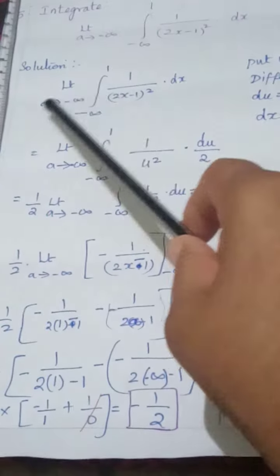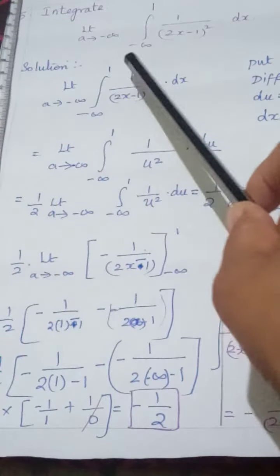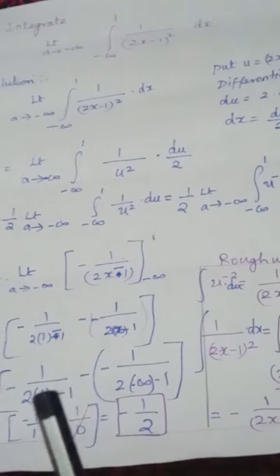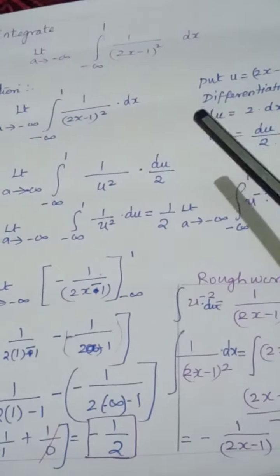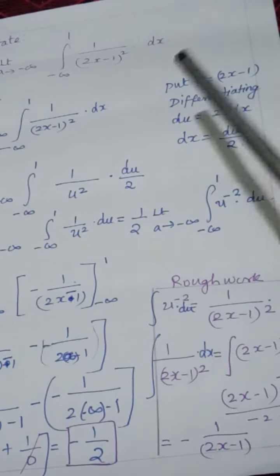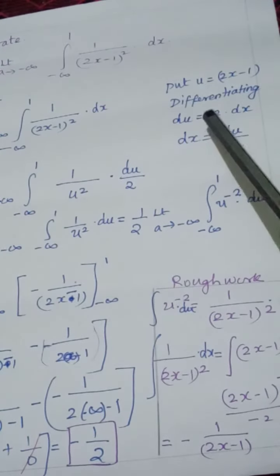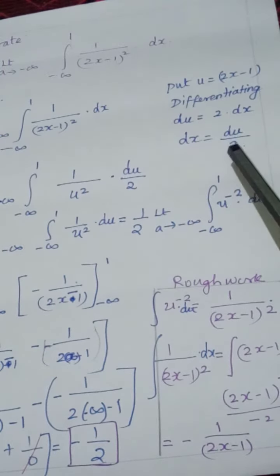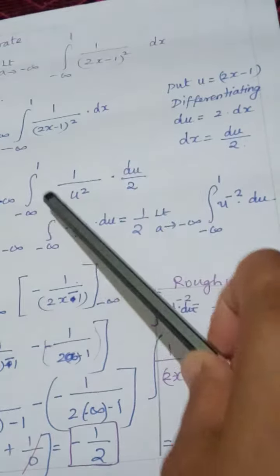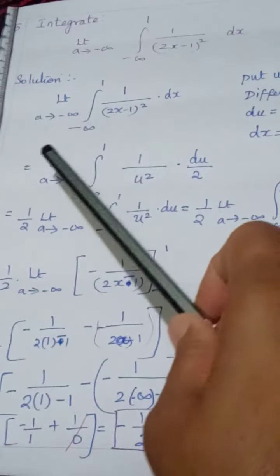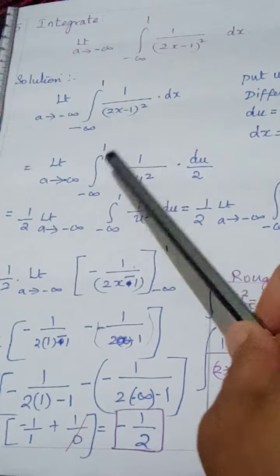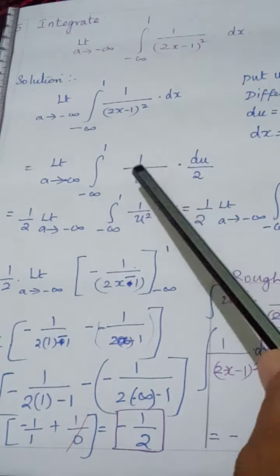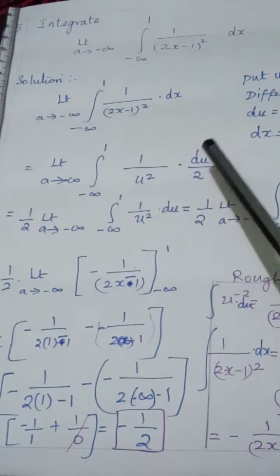Solution: limit a tends to minus infinity, integral from minus infinity to 1 of 1 divided by (2x minus 1) the whole squared dx. For this we have to put u equal to 2x minus 1. Differentiating, du equal to 2 dx, then dx equal to du by 2. We have to replace everything in the equation by u. Therefore, with 2x minus 1 equal to u, (2x minus 1) squared equal to u squared. Therefore, 1 by u squared into du by 2.